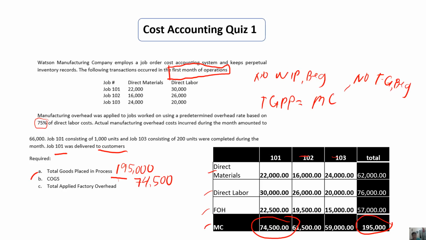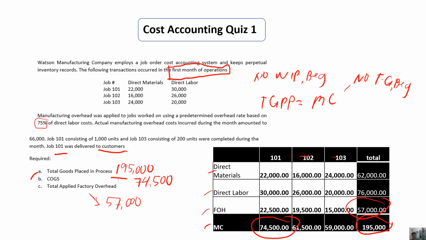So for the last part, we have to determine the total applied factory overhead. So given na rin yan sa table, which is ito, 57,000 pesos. So lagay natin, 57,000 pesos, which is the combination of 101, 102, 103. So, ayun lang naman yung hinahanap. So, ito lang yung i-compute natin.